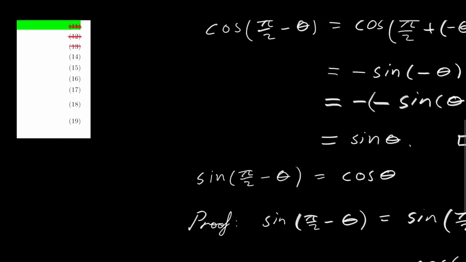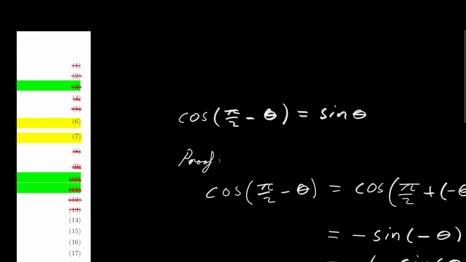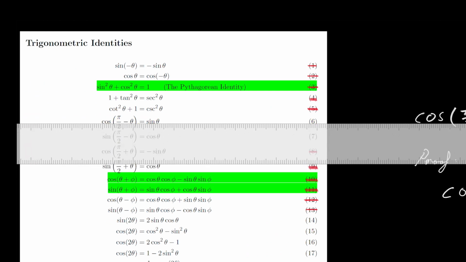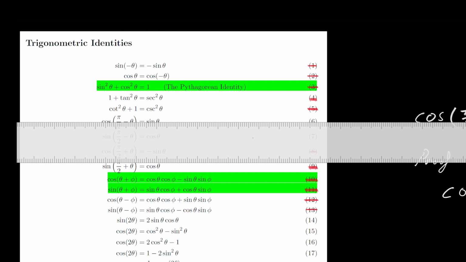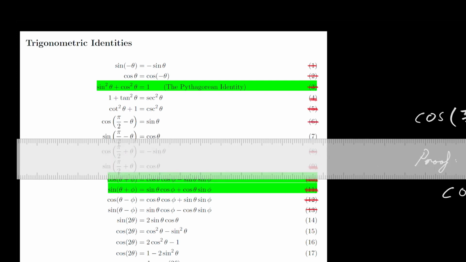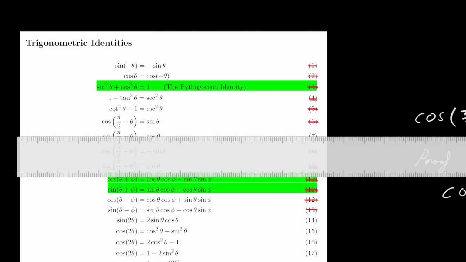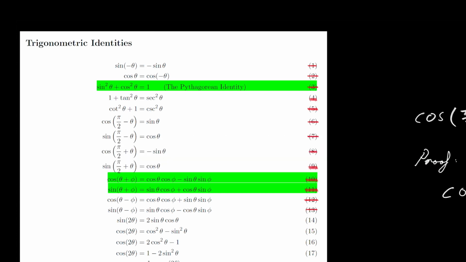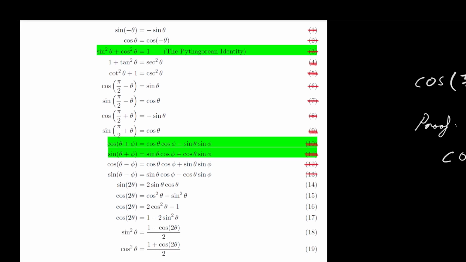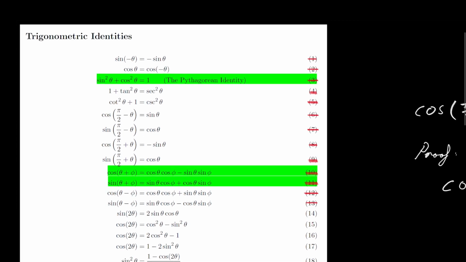So let's go back up to our list and cross off the two identities we've proven. We have proven trigonometric identities 6 and 7. Now we've proven 13 identities in total of our list of 19, so that just leaves 6 identities to go.